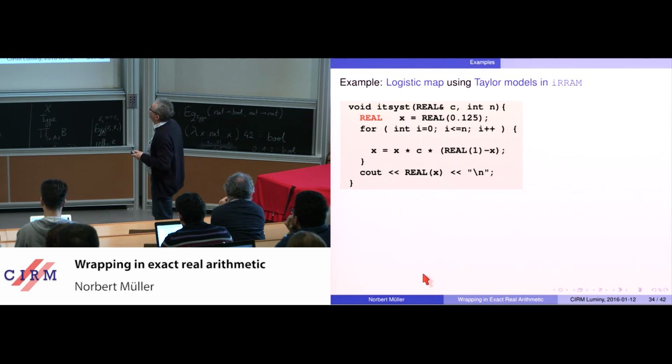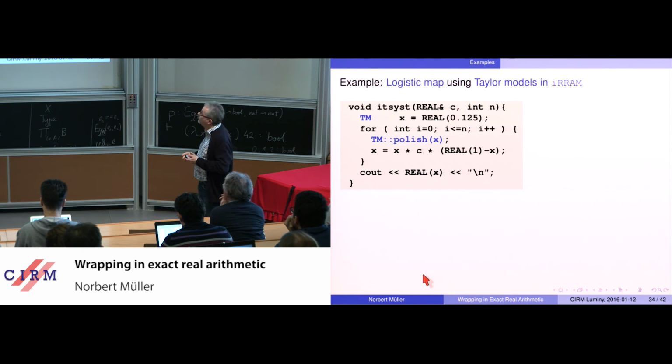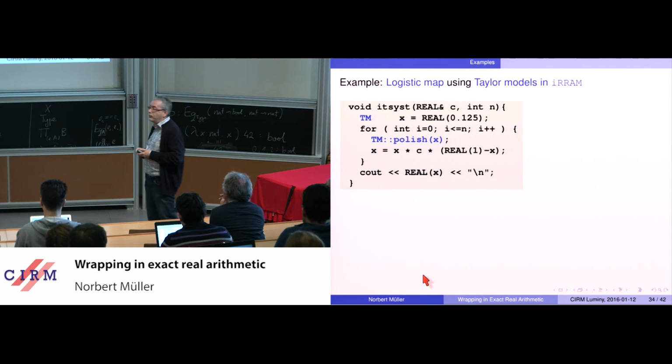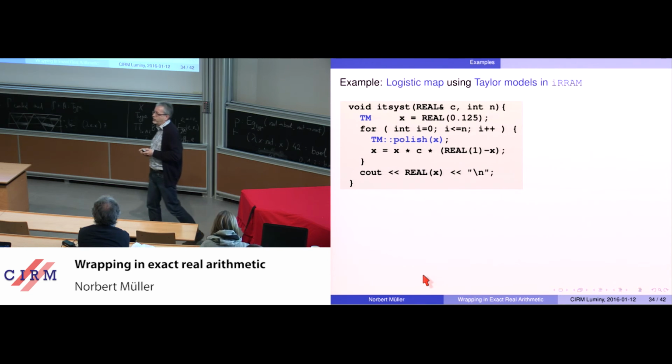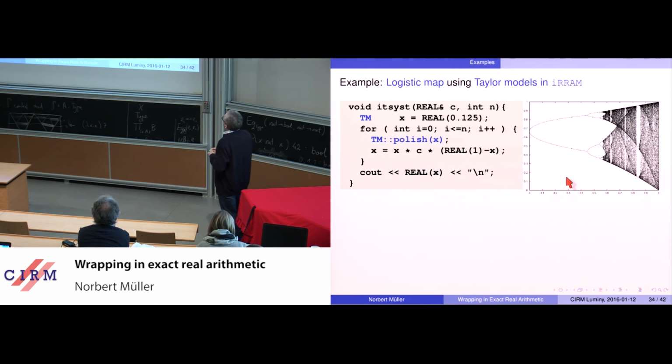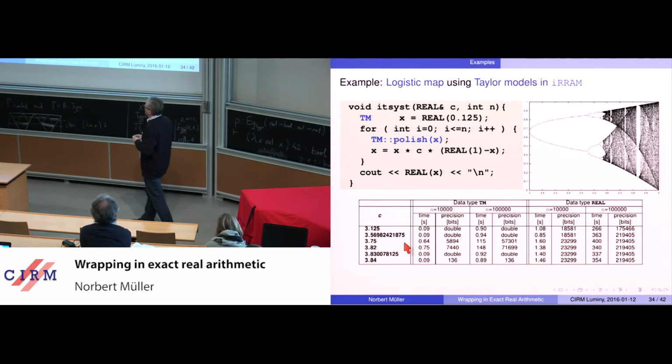What do we have to change in the code? Not too much. Instead of working with real numbers, we work with Taylor models. And from time to time, we polish the data structure so that it gets nicer. And have a look again at these orbits. And have a look now at the time.